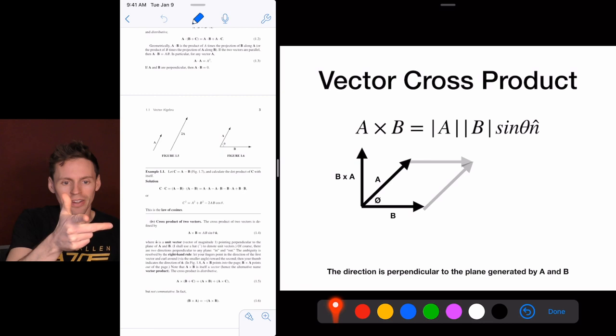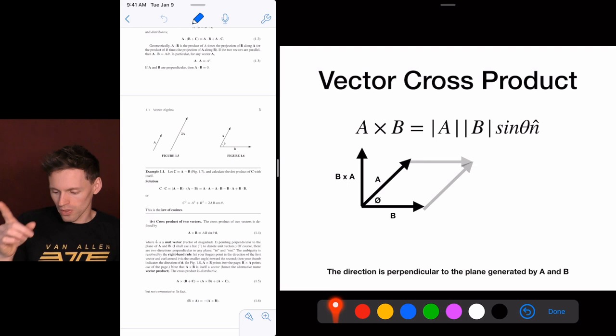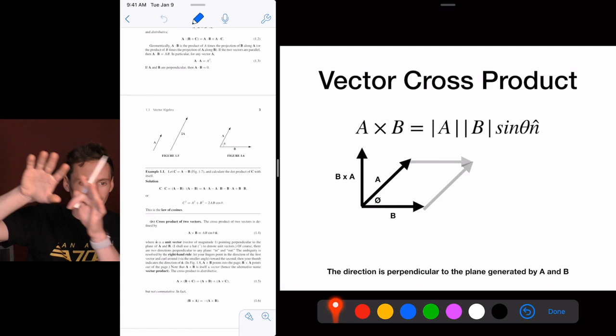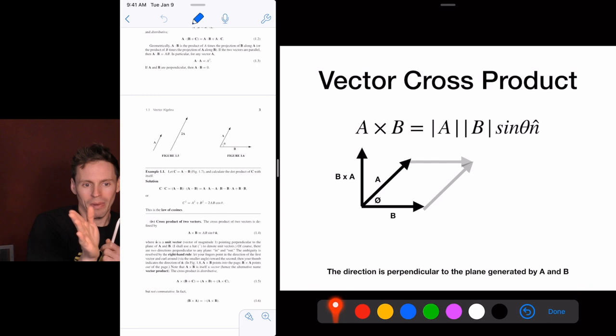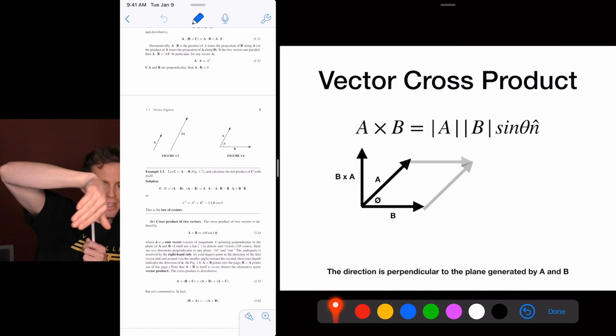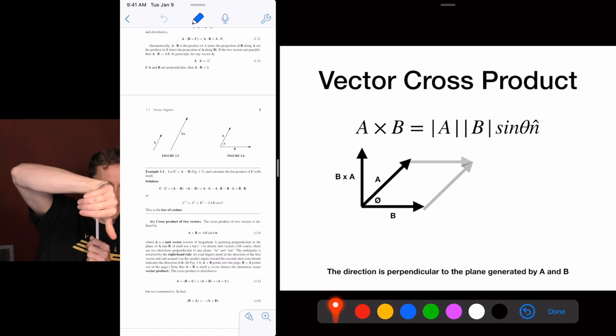If you flip them to do it in the opposite direction, how do I put my hands on my iPad? Okay, if I put my hand in the direction of the vector B, and then I rotate it into A, that's B cross A, and the result is perpendicular. But if I do A cross B, I point in the direction of A, and then I move in the direction of B, now my A cross B is down.